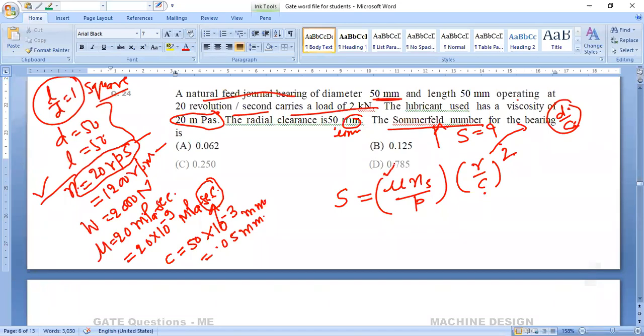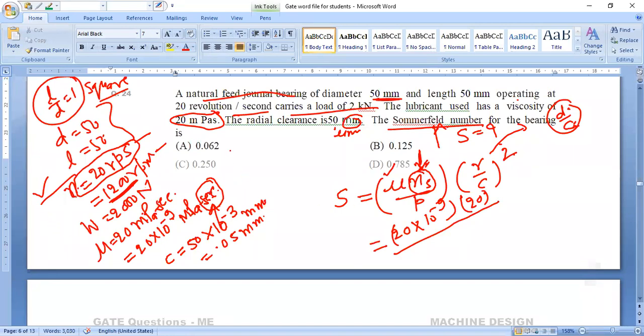So mu is viscosity. Viscosity is available, 20 into 10 power minus 9. And N_s is not the rpm, it is the velocity. I will take velocity in rps, revolutions per second, because I have taken viscosity in megapascal second. If I convert viscosity to megapascal minute, then I can take N equal to 1200 for unit compatibility. So N_s is 20 over here, divided by pressure.